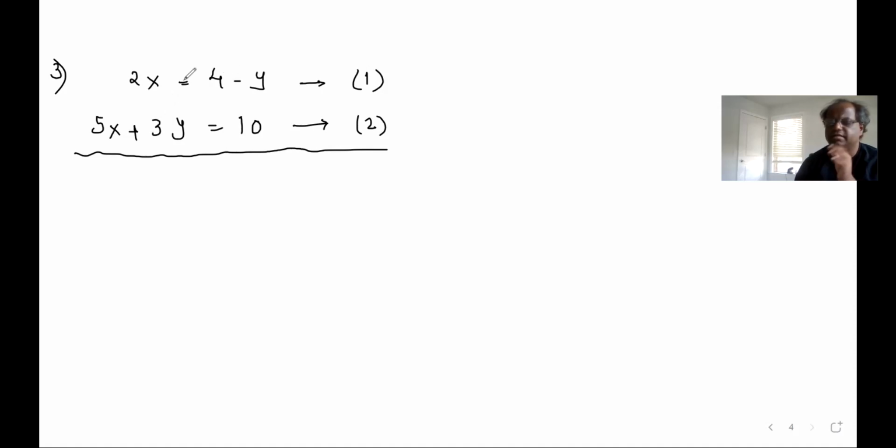So what I will do, if I investigate this equation properly, I will take y to this side. What do I mean by that? So 2x is equal to 4 minus y. So plus y on both sides.